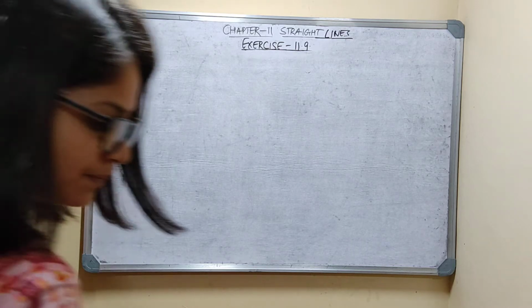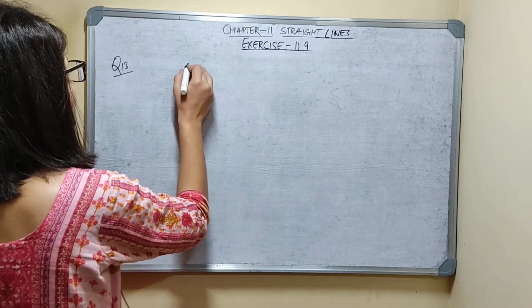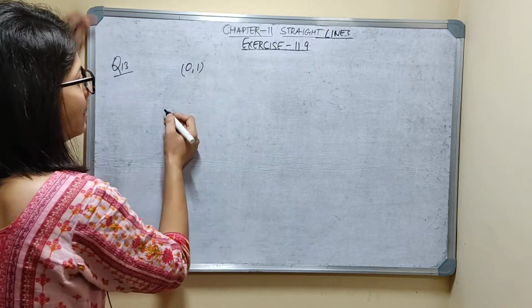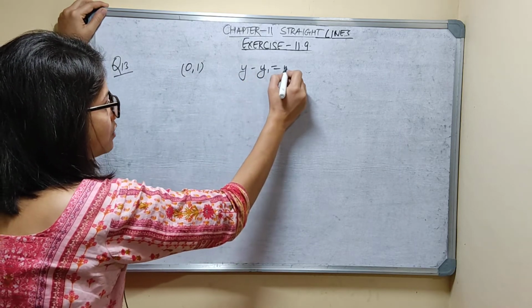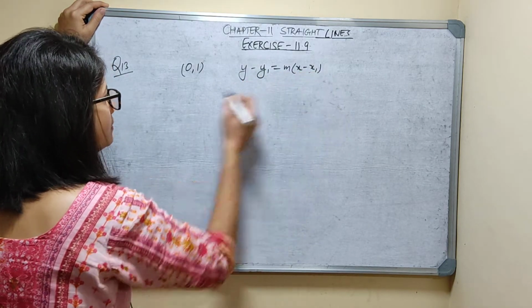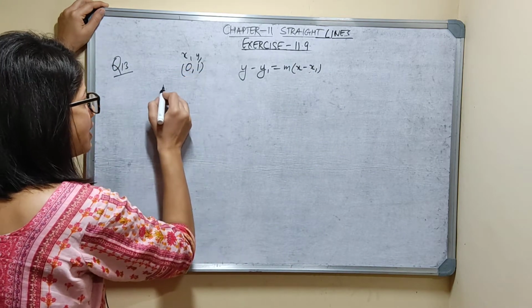Question number 13. Find the equations of two straight lines drawn through the point (0, 1). When a point is given, you can find the equation using y minus y1 is equal to m into (x minus x1). Let's say this is x1, y1.